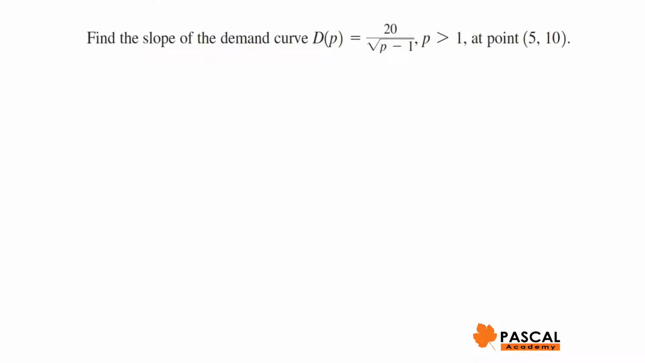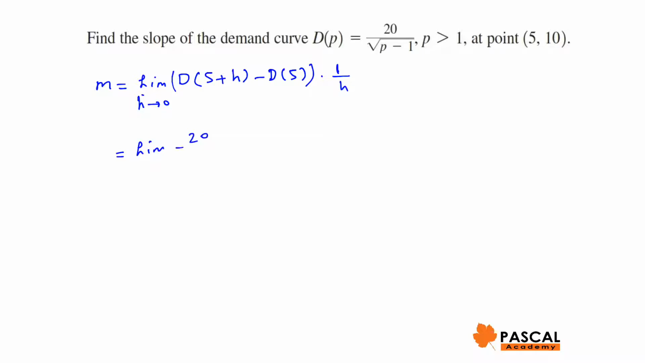To find the slope, we have to find the limit of D(5 plus h) minus D(5), divided by h, which is the same as times 1 over h, as h approaches 0. This limit would be the same as the limit of 20 divided by square root of 4 plus h, minus 10, times 1 over h.